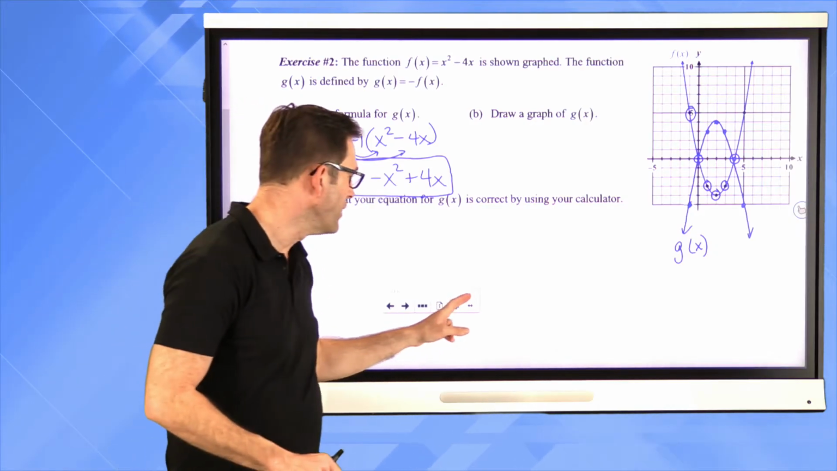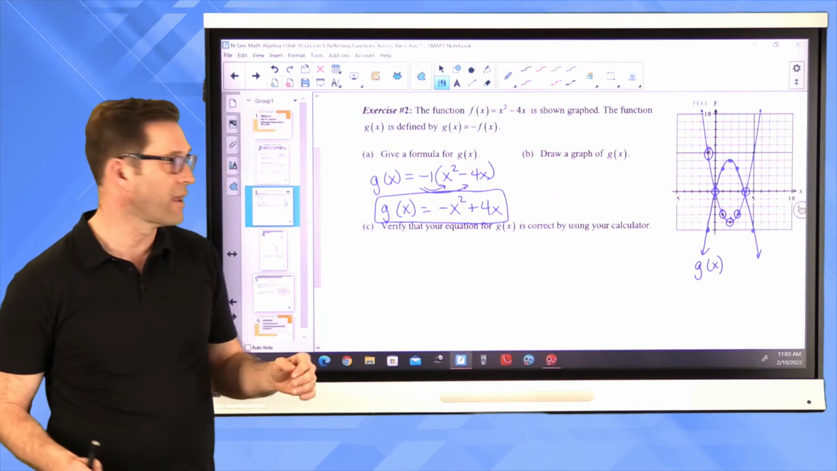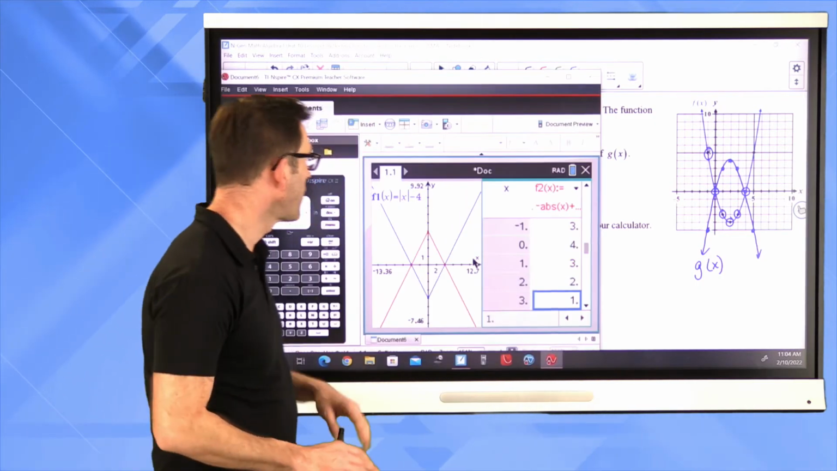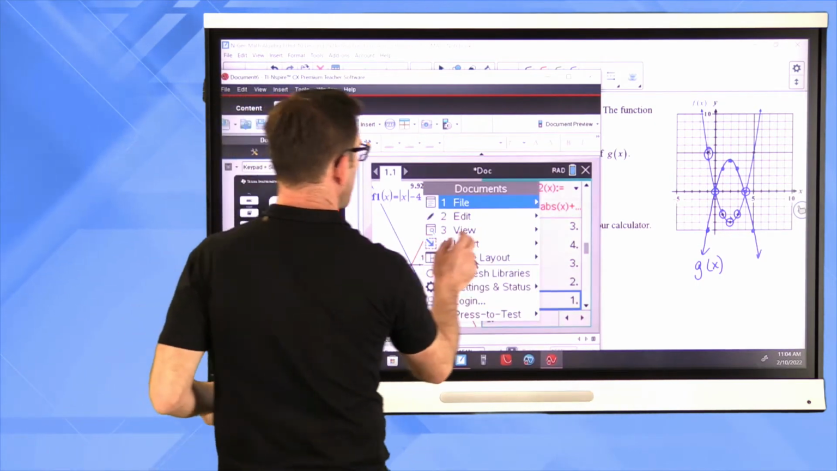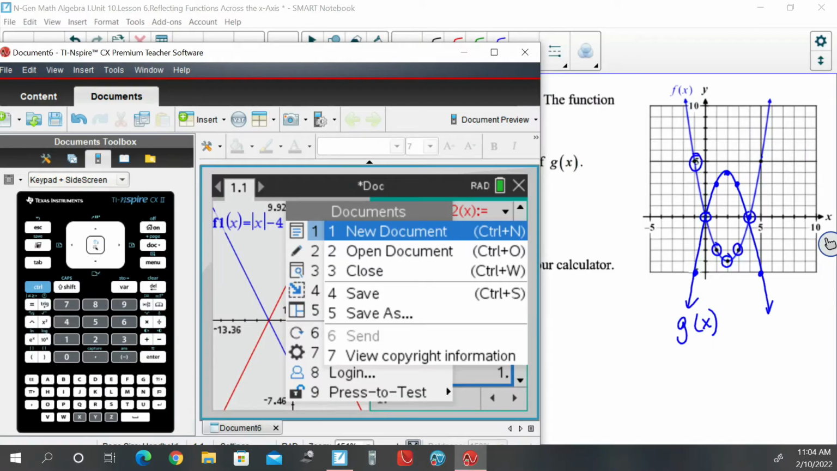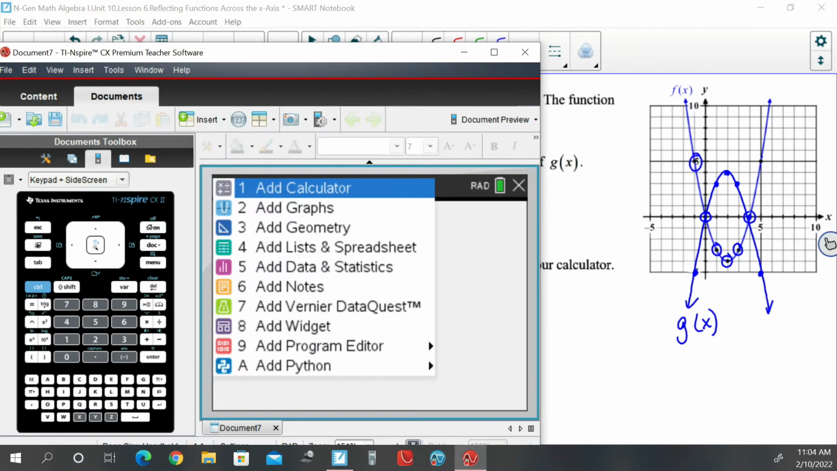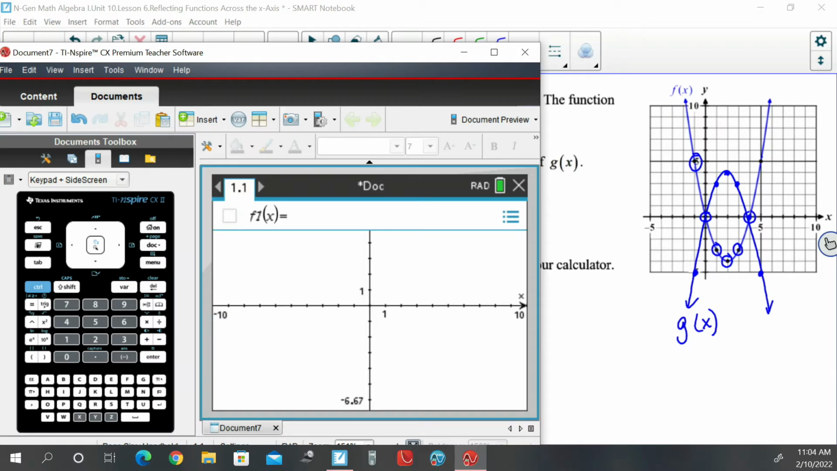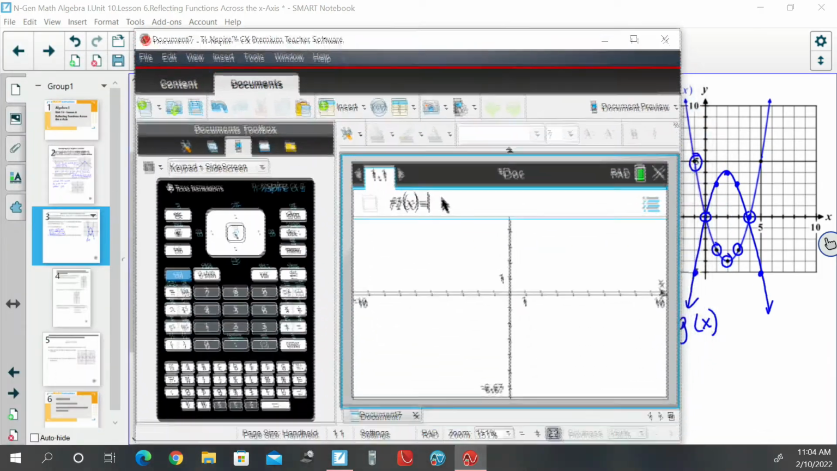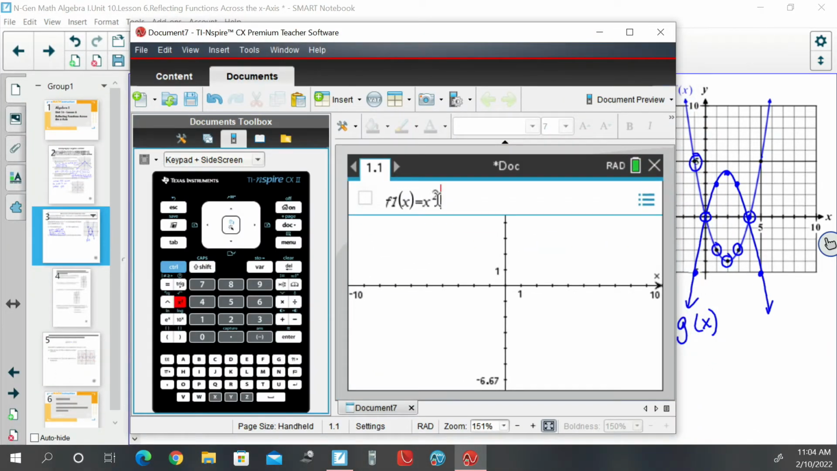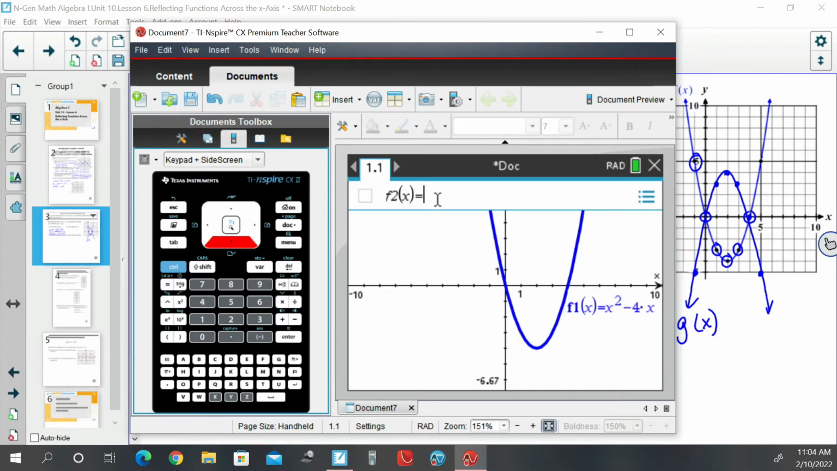Awesome. All right, so let's now take a look. We can open up our calculator. We're not going to generate a table of values. In fact, I'm going to just go in and open up a new document. There we go, add a graph. And what I'm going to do is just like before, I'm going to put in f of x first. So I'm going to put in my x squared minus 4x first. Now I'll put in my second one, which was negative x squared plus 4x.